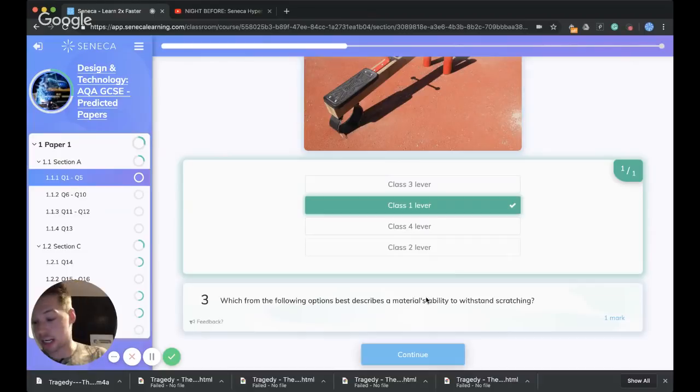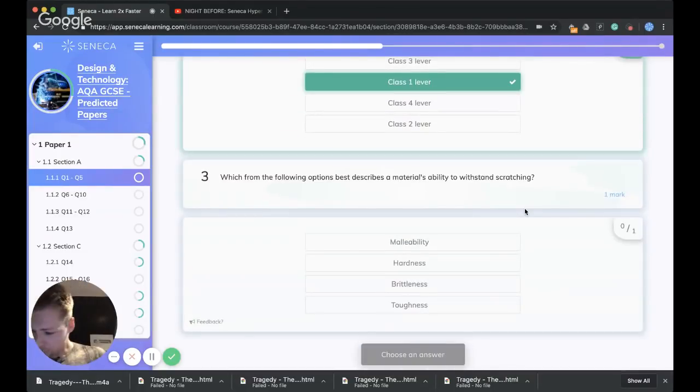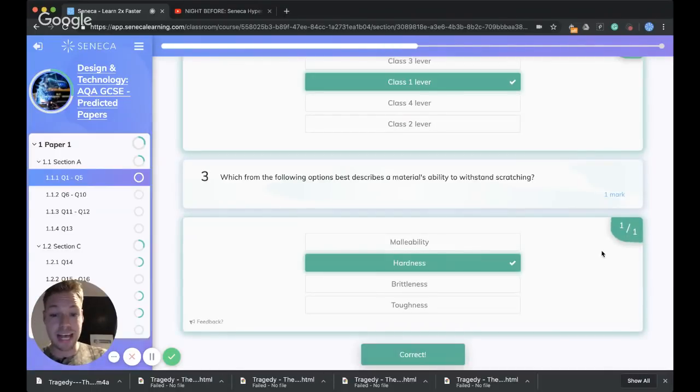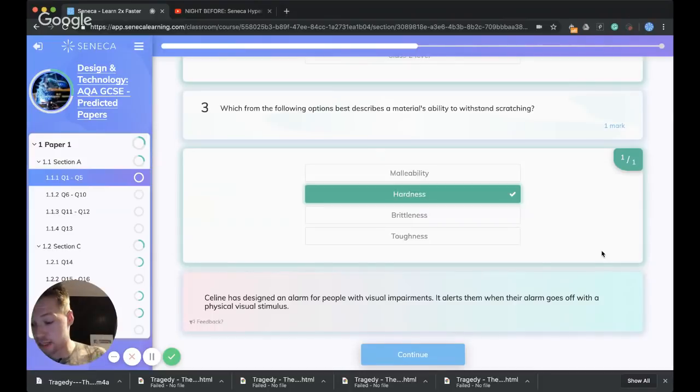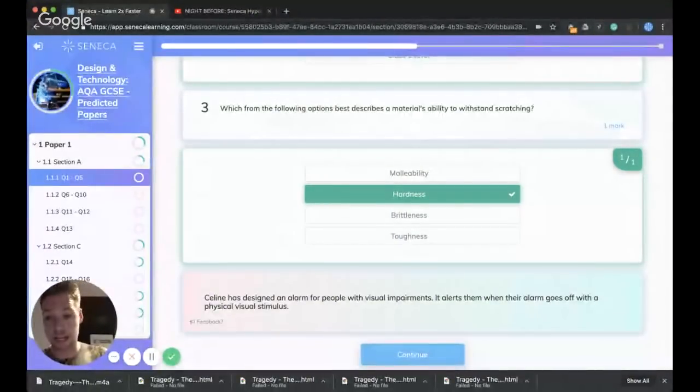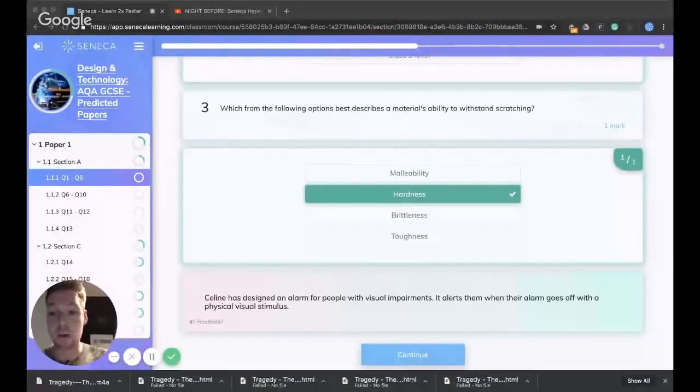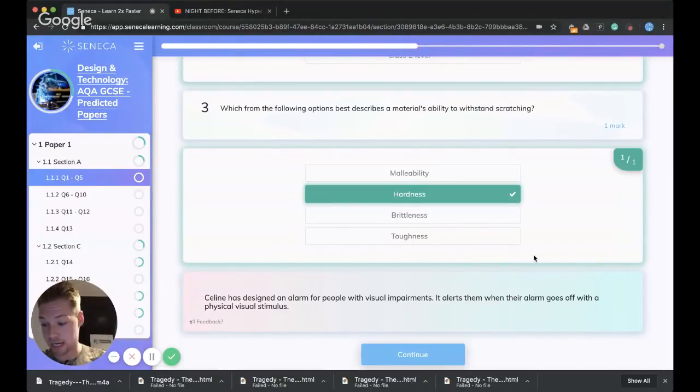Ability to withstand scratching is the, oh, this is an important differentiation to make. So the ability to withstand scratching is actually the hardness, it's not the toughness. This is really important. You don't want to make this mistake tomorrow. So the hardness is the ability to withstand scratching, whereas toughness is how well the material can resist fracturing when force is applied. So remember that difference for tomorrow. You don't want to be making that mistake.